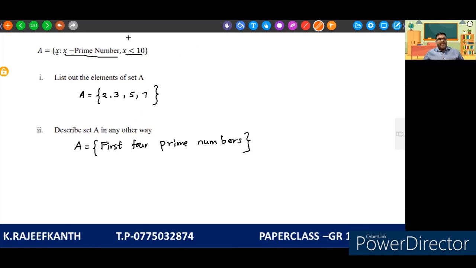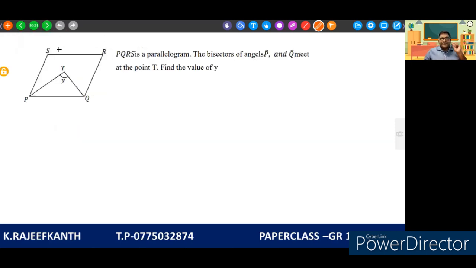So here they have given that set A in set builder method. So then we list out the elements of that set A. Then we describe that set A. The next one.